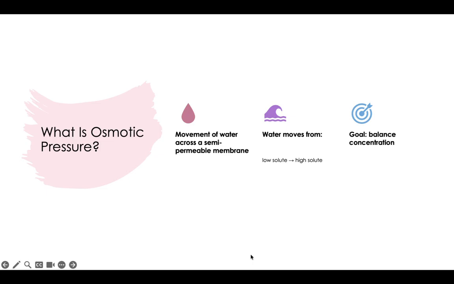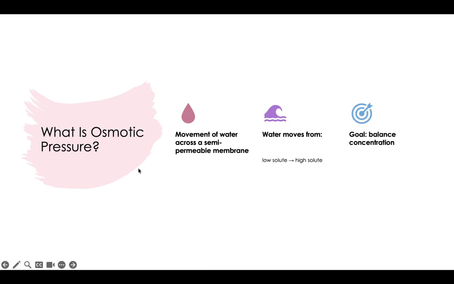Osmotic pressure has to do with how water moves across a membrane. Water naturally moves from an area where there are fewer dissolved particles to an area where there are more dissolved particles in order to balance things out. This movement happens across something called a semi-permeable membrane, which basically means it lets water pass through, but not everything else.